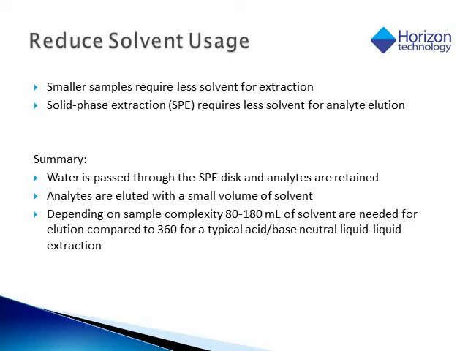Reducing solvent usage with SPE. Smaller samples require less solvent for extraction. Solid phase extraction, SPE, requires less solvent for analyte elution compared to LLE. In summary, water is passed through the SPE disc and analytes are retained. The analytes are eluted with a small volume of solvent. Depending on sample complexity, 80 to 180 milliliters of solvent are needed for elution compared to the 360 for a typical base acid neutral liquid-liquid extraction.